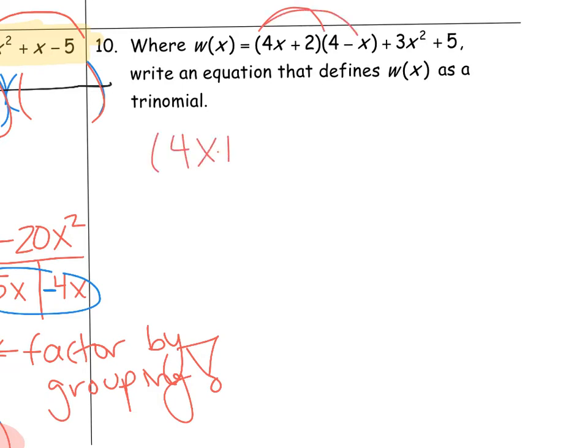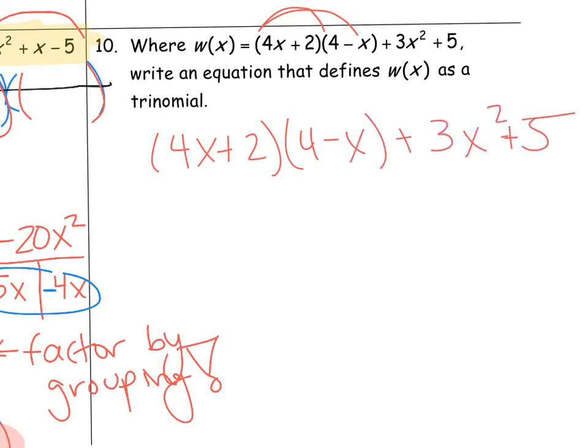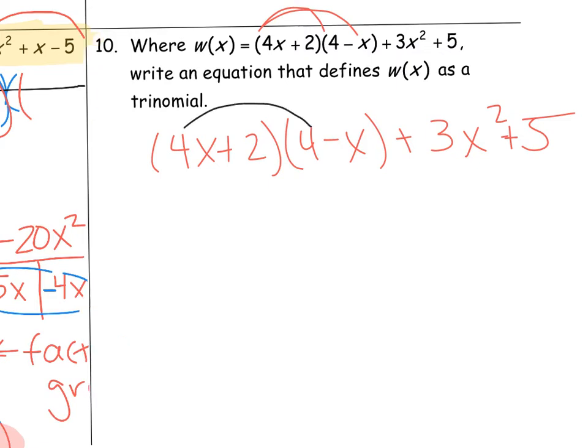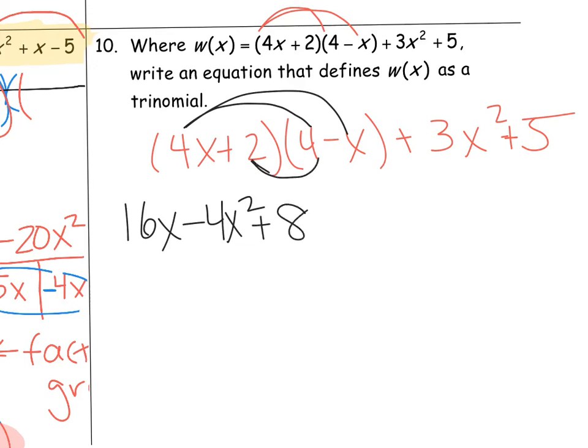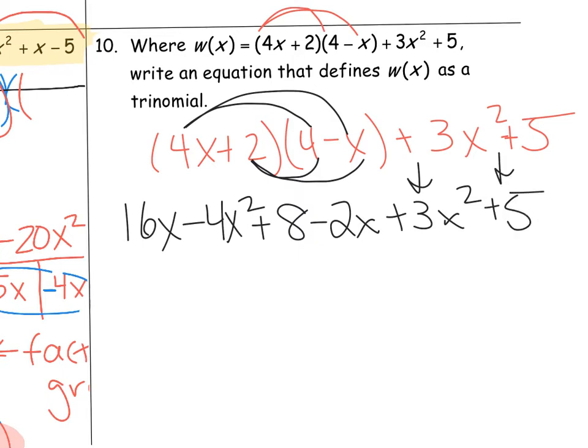So I have my 4x plus 2 times 4 minus x, plus the 3x squared plus 5. Okay, and I want to double distribute. All right, so when I multiply 4x times 4, I'll get 16x. 4x times negative x is negative 4x squared. Positive 2 times 4 is positive 8. And positive 2 times negative x is negative 2x. And I'm going to bring down the 3x squared plus the 5.